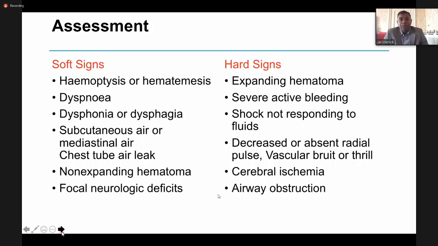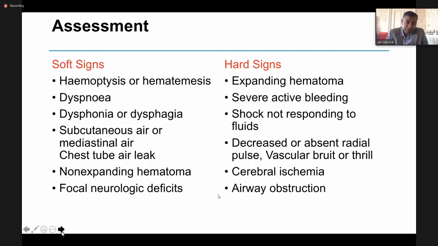Okay, when you see a patient with a neck trauma, you have to make some assessment. Assume that you are in accident and emergency. Look out for soft signs and hard signs. It's easy. The neck has a lot of vital structures, particularly the esophagus, the larynx and the major blood vessels. So hemoptysis, hematemesis, dyspnea or difficulty in swallowing, subcutaneous emphysema, non-expanding hematoma, and focal neurological deficit.